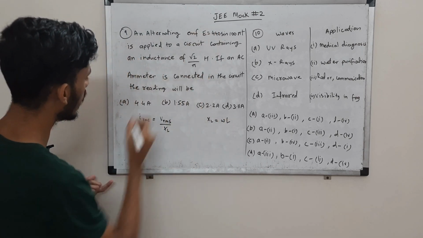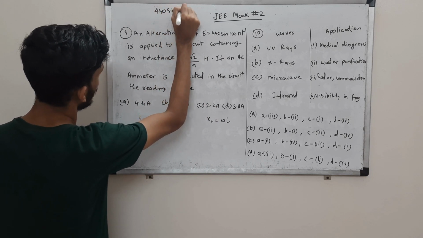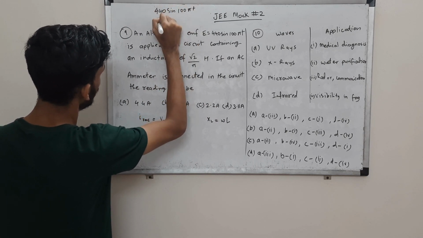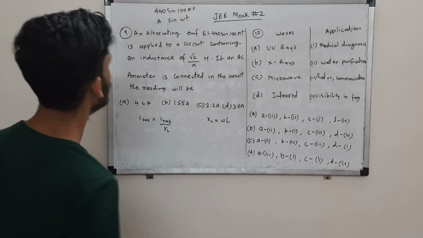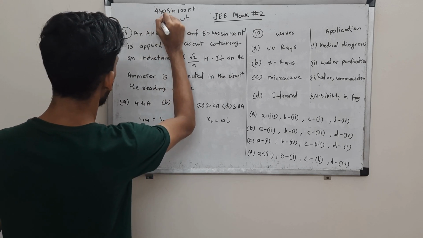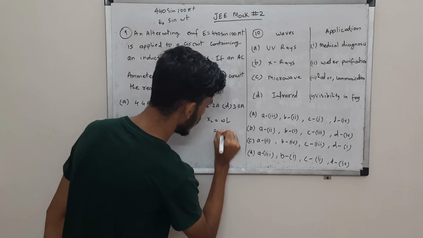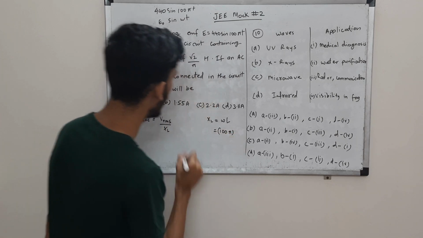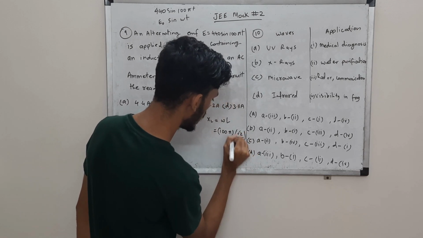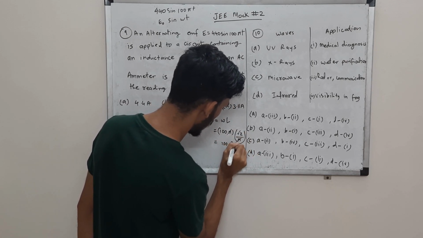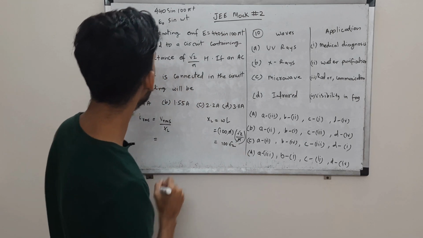Now what is omega? You can find it by comparing this equation, E naught sine 100 pi t, with E naught sine omega t, right? So omega, if you compare, is 100 pi. And L is given to be root 2 by pi. So the pi and pi get cancelled, and this is 100 root 2.